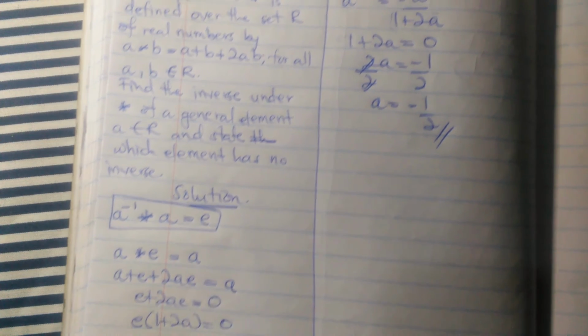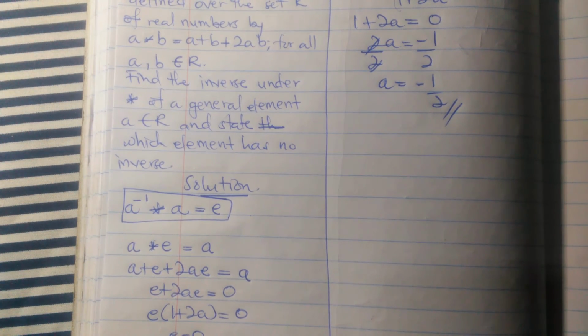So this is how you solve for the inverse element. You take it one after the other. You first solve for the identity element, then you solve for the inverse of it.